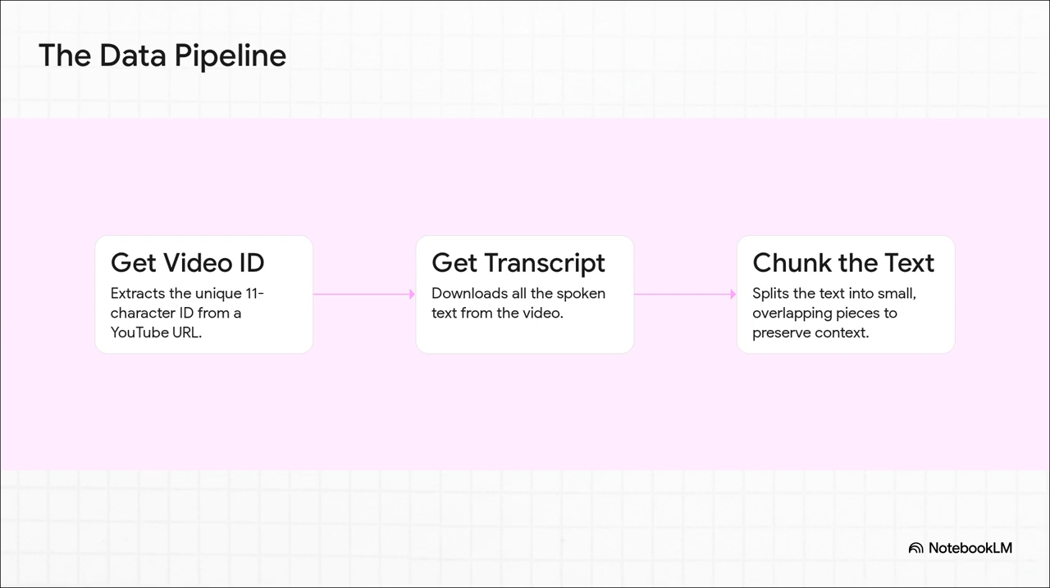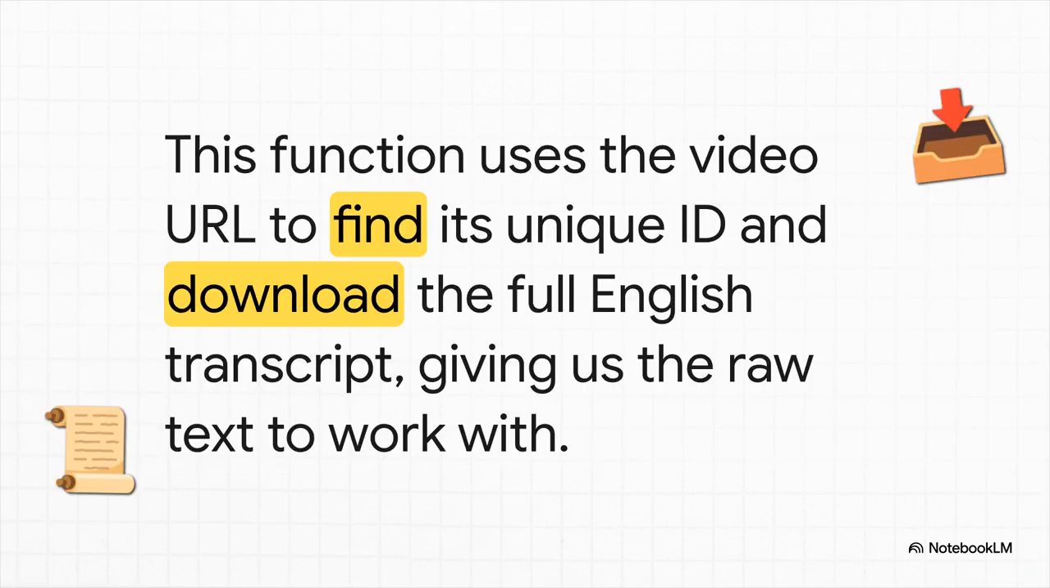But here's the catch. We can't just throw a giant wall of text at the AI. So that third step is absolutely crucial. We have to intelligently break that transcript up into smaller, much more digestible chunks. So that first part is really straightforward. We have a simple function that uses our YouTube transcript API library. It just takes a URL, finds the video's unique ID, and pulls down every single word of the English transcript. And just like that, boom, we have our raw material.